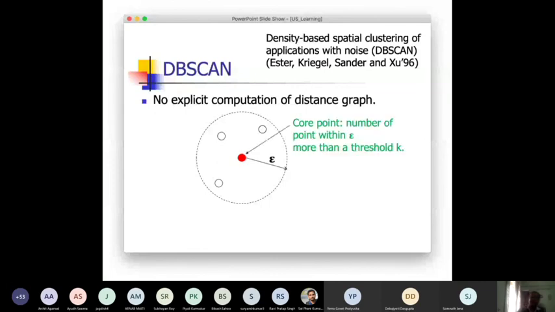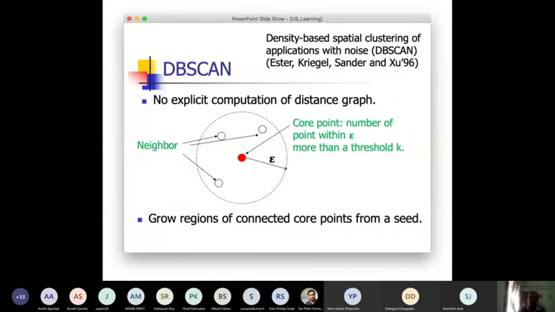So these are certain concepts like core points. It is the number of points within epsilon more than a threshold k. So the other threshold is k here, and these are called neighbors. And you grow regions of connected core points from a seed. Once again, you can see that it has the flavor of the CAST algorithm. So it is also a region growing algorithm; you grow regions, then you delete the region and start again. A neighbor that is not a core point is called a border point. So it will stop at those border points, because border points are not going to be expanded. Only core points are to be expanded.